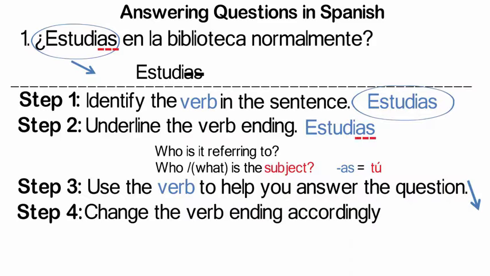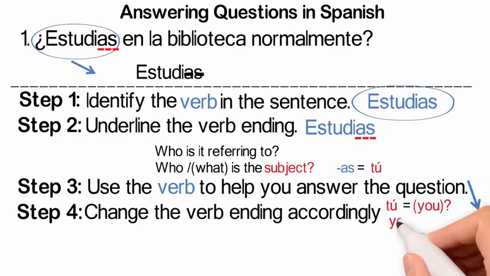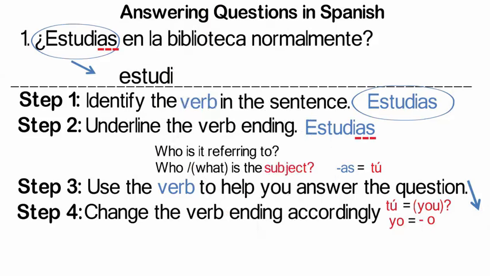Now in step 4, you can change the verb ending accordingly from having you in the question with the verb ending as to the verb ending for yo, o.